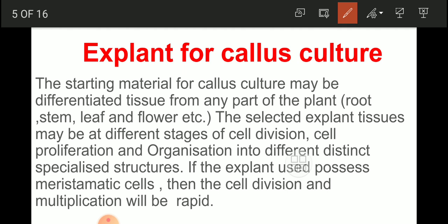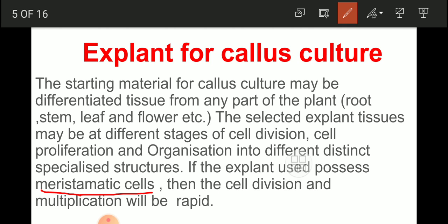If the explant used possesses a meristematic tissue, keep in mind, जर आपण कॅलस कल्चरसाठी जे एक्सप्लांट निवडलेलं आहे, जर त्याच्यामध्ये मेरिस्टेमॅटिक सेल्स असतील तर काय होतं की then the callus development procedure gets speed, the rate of development of a callus increases. So here you have to keep in mind, at the time of callus culture methodology, at the time of selection of an explant, you will have to see that meristematic cells are present in the explant.